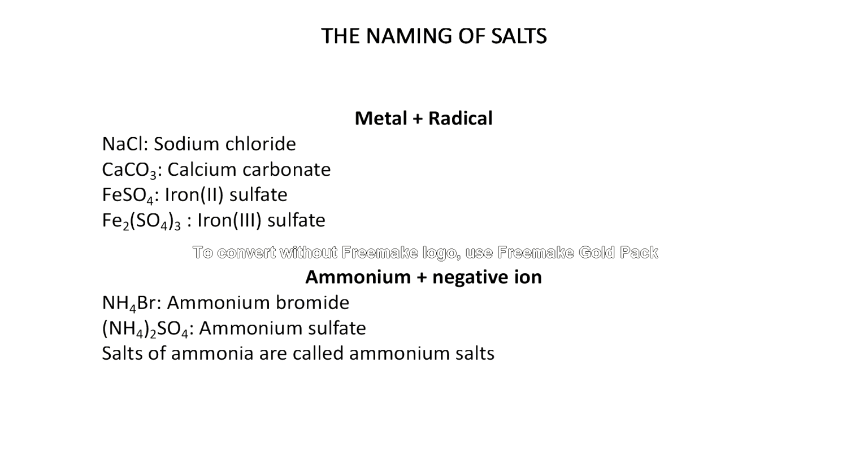For the ammonium salts, we need to write ammonium and the negative ion. So we have ammonium bromide, ammonium sulfate. We only have these two examples. Salts of ammonia are called ammonium salts.